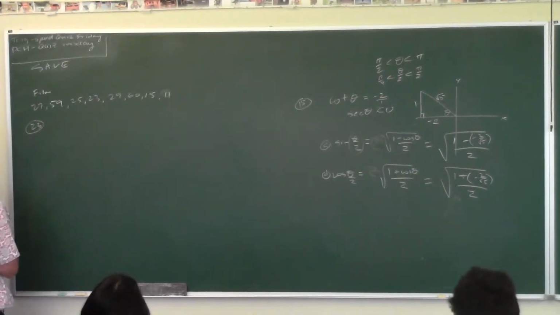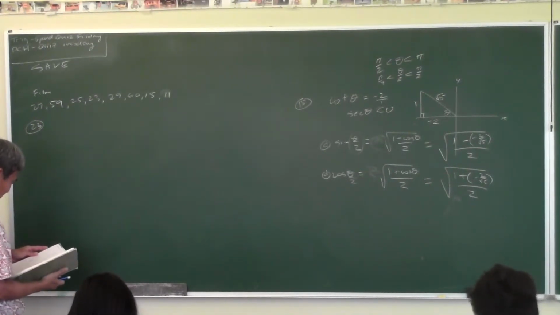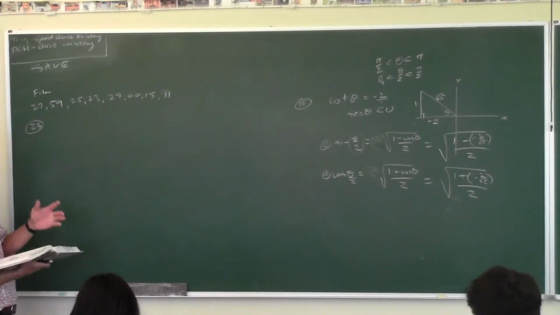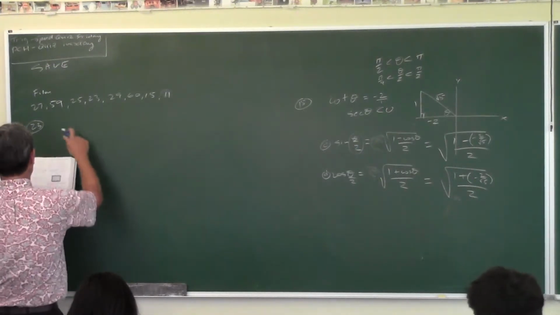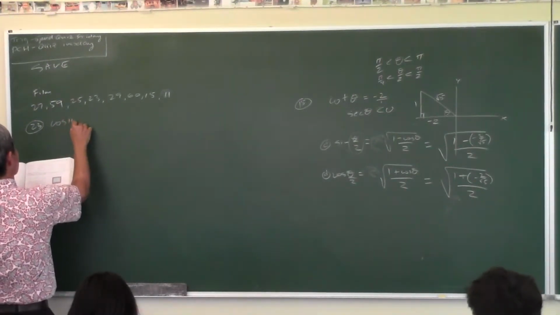23. What do we got here? Okay, see, I did examples. Did you guys follow my examples? Yes. I don't think so. Cosine of 165 degrees.